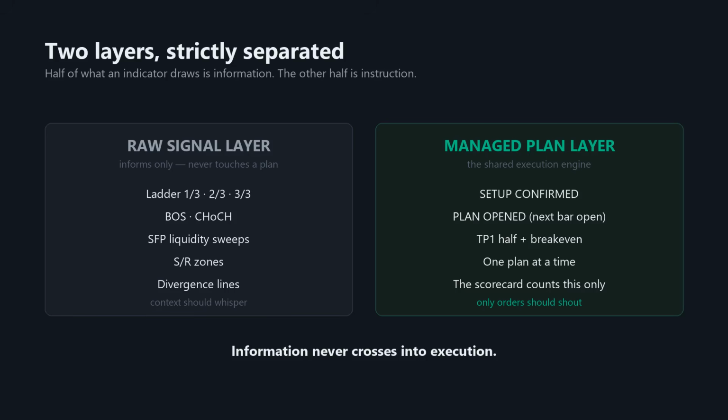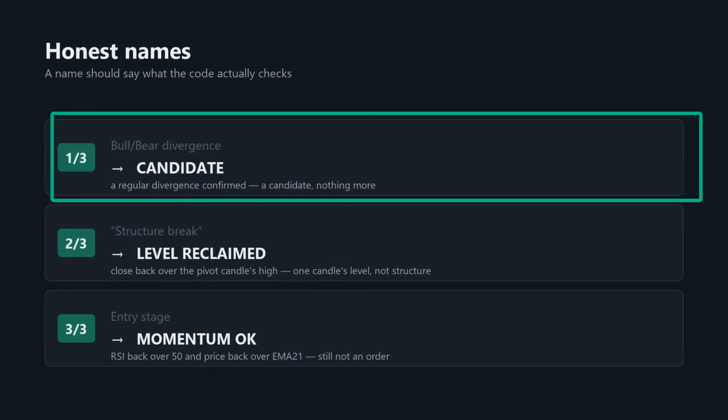In this episode, you'll learn to read both, and by the end, every mark on this chart will mean exactly one thing to you. Start with the ladder itself. 3 stages now with small markers and honest names.